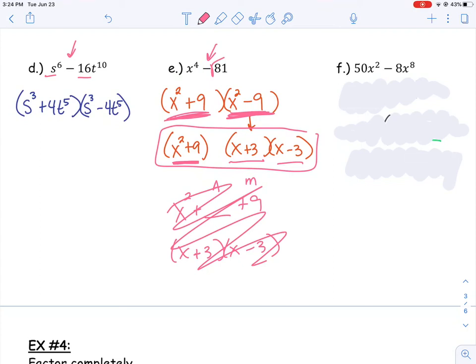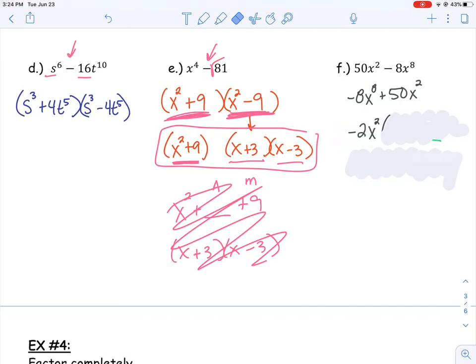All right, let's look at F. Is it in order? Ooh, let's see. How many of you wrote it in a different order? You can do that. You can make it negative 8x to the 8th plus 50x squared so that it's technically in order. Then what did you do?